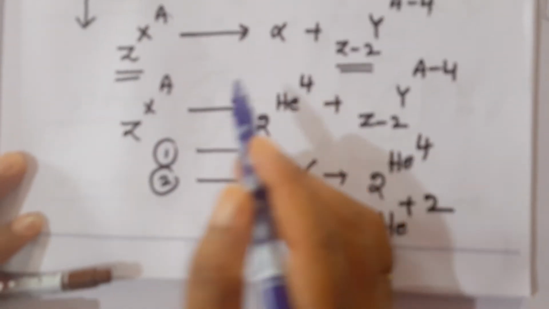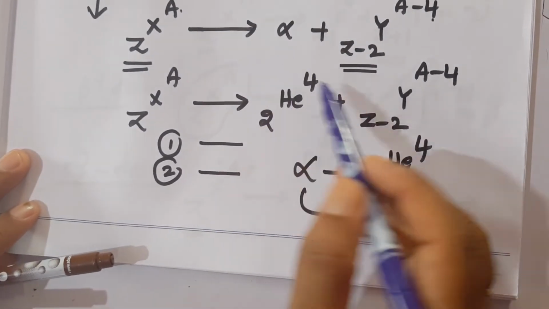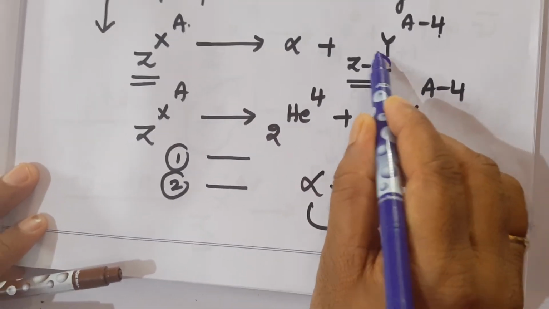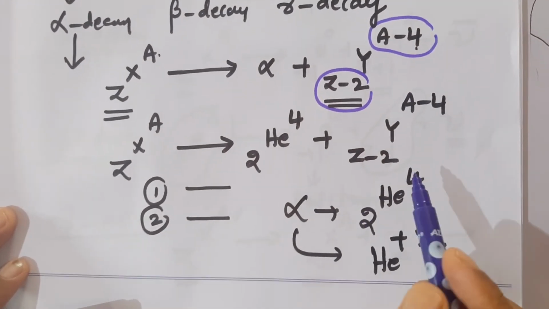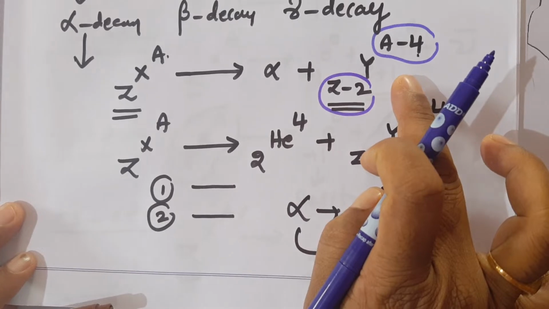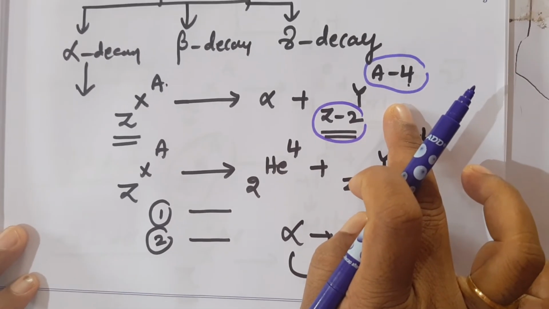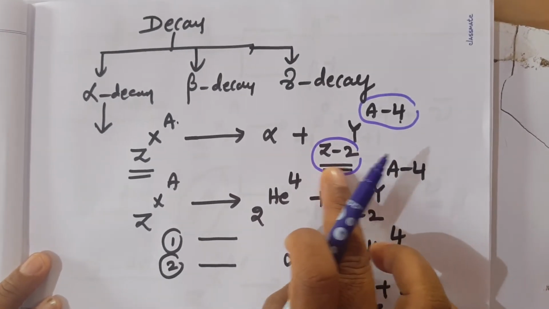The first one, as I already told you, is that when an alpha particle is emitted, the atomic number decreases by 2 units and the mass number decreases by 4 units. This is the first one. Therefore, the position of the element in the periodic table is displaced to the left by 2 units.